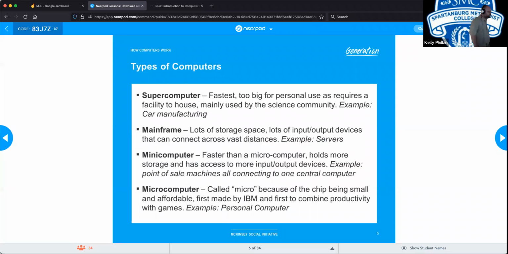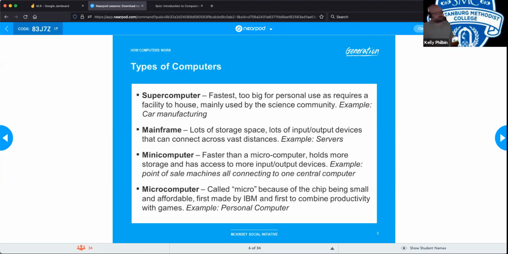So pretty much for the parameters of this course, we will be focusing on 4 main types of computers. First, the largest type you can find, which are the supercomputers. They're fastest, too big for personal use, typically used for very, very large computations. Big Blue is probably one you may have heard of, that IBM runs, requires a facility to house it, and it's mainly used in science and academic communities, as well as another example would be car manufacturing. So very, very large computers, very expensive, very powerful.